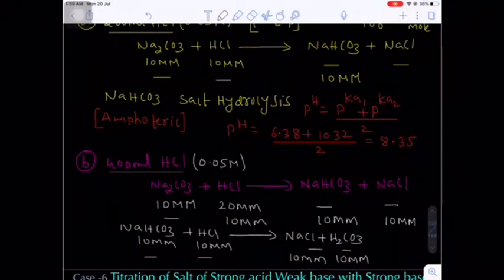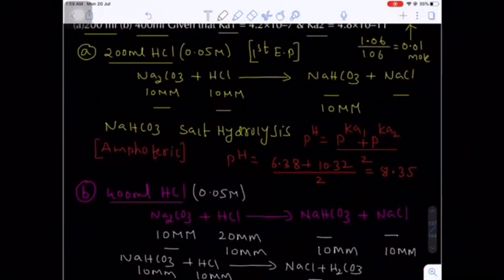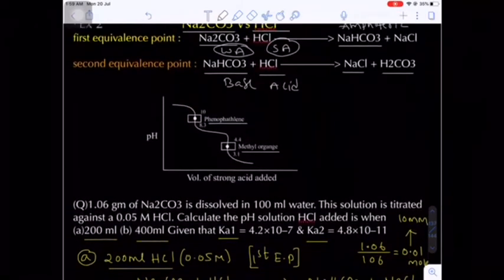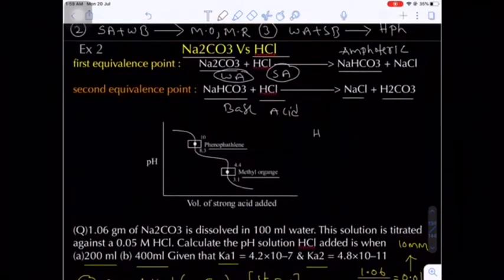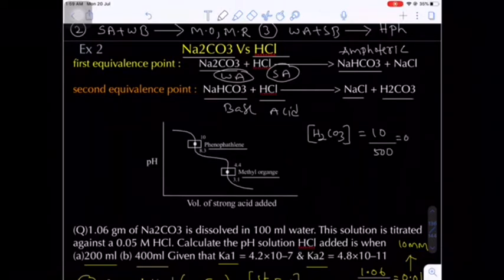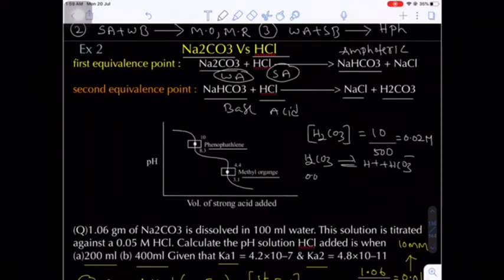Carbonic acid. So here we have to calculate the pH of a solution of carbonic acid. Carbonic acid will be 10 millimoles. Now the total volume of the solution will be how much? 500 ml. Are you getting my point? Now the concentration becomes 0.02 molar.